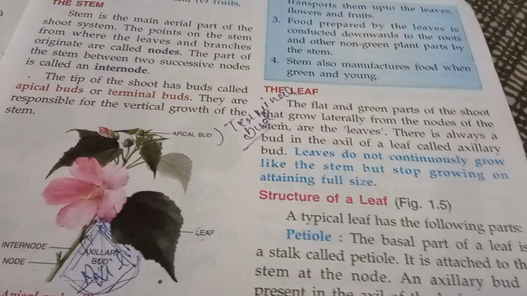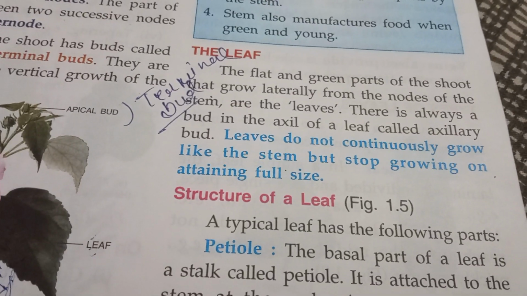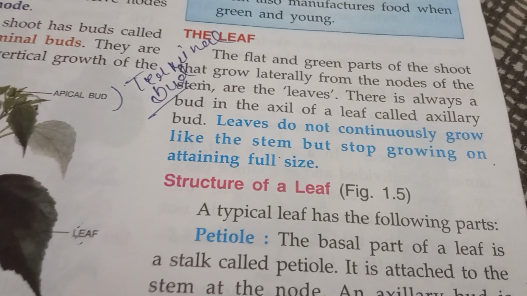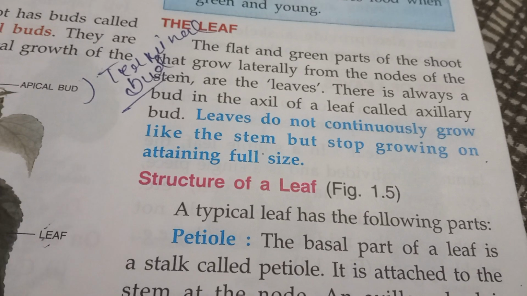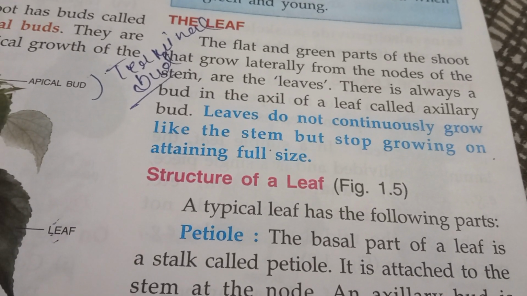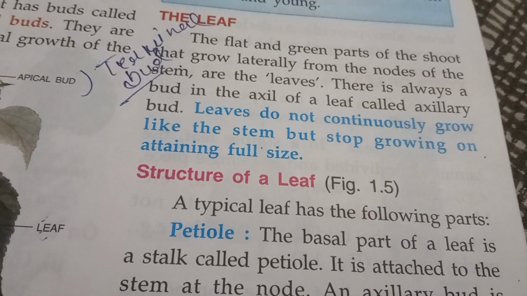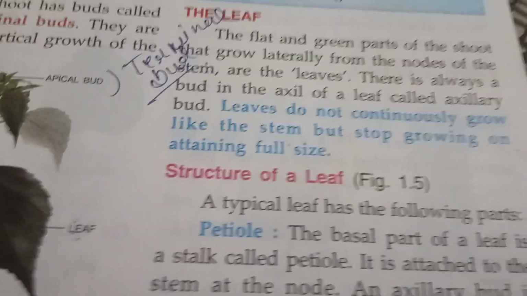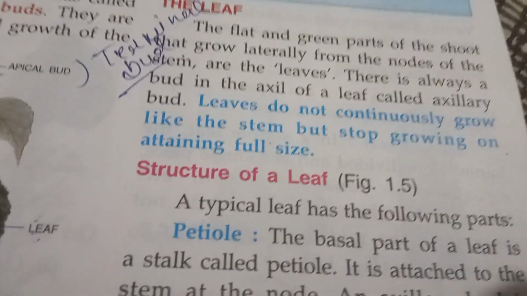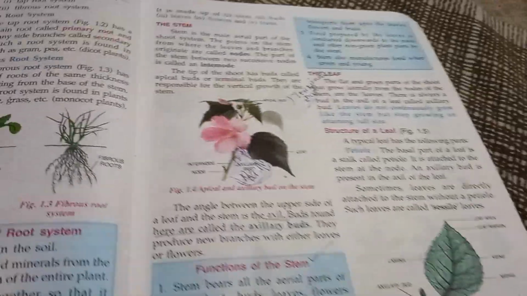And there is the leaf. The flat and green parts of the shoot system that grow laterally from the nodes of the stem are called leaves. There is always a bud in the axil of a leaf called the axillary bud, like this bud. There's always a bud.